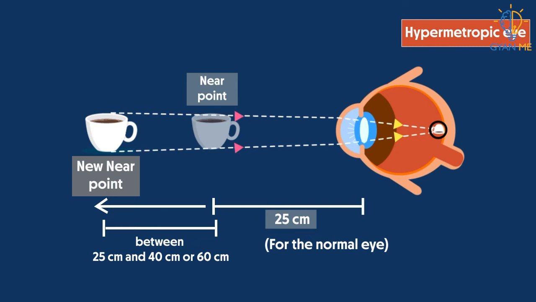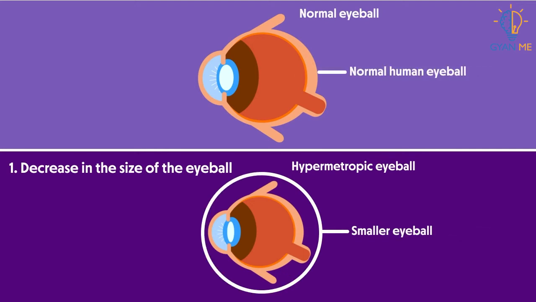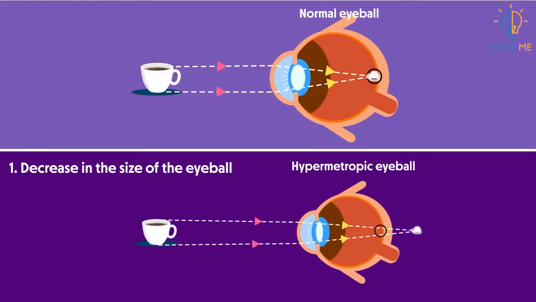So then what are the causes of this defect? Hypermetropia can be caused by decrease in the size of the eyeball. Yes, when the eyeball is smaller than the normal human eye, what happens is the distance between the lens and retina reduces. And because of this, the light rays coming from nearby objects converge behind the retina.